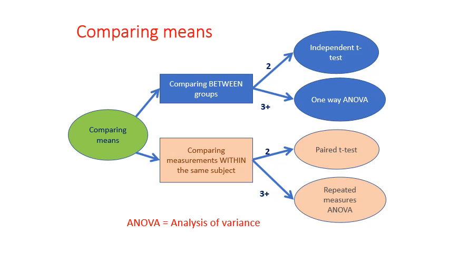When you're comparing between groups, if you have two groups, you will use independent t-test. If you have three or more, you use one-way ANOVA. If you're comparing measurement within the subject, that's a paired t-test if you have two groups. And it will be a repeated measures ANOVA if it is three groups or more.